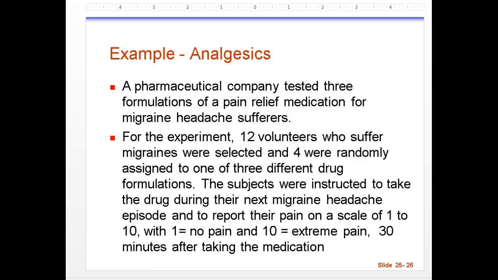Okay, I'm going to look at this example using analgesics to illustrate what happens when we do an analysis of variance. Now, first of all, analysis of variance is used to compare 3 or more group means. We have an example right here.